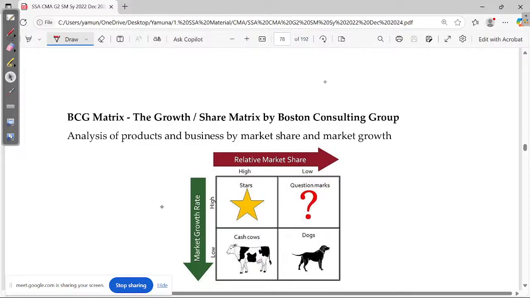So we have a two-dimensional figure here, a two-dimensional matrix. One axis is the growth rate of the market, and the other is the market share. When we talk about the growth rate, it can be high or low. Likewise, my market share can be high or low. If both are high, high plus high, then you are a star in your business. If the market growth is high, but your share is low, then it's going to be a question mark.